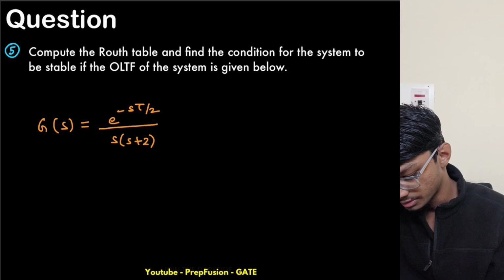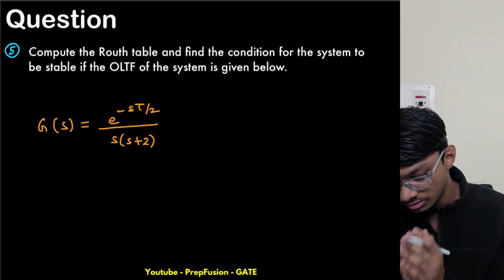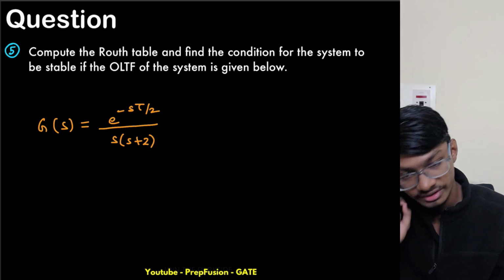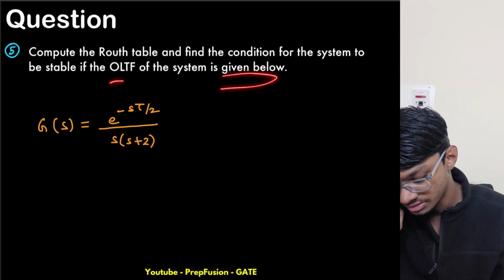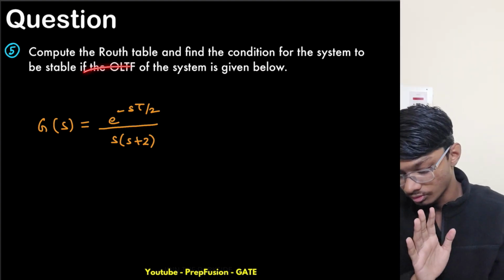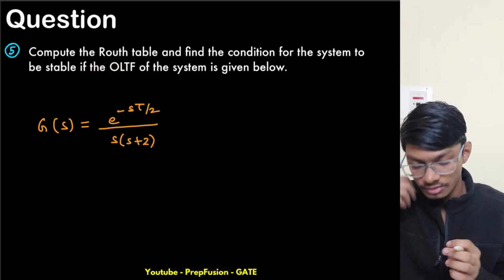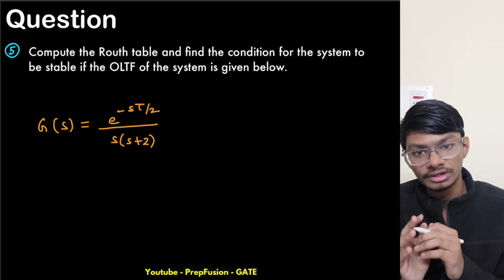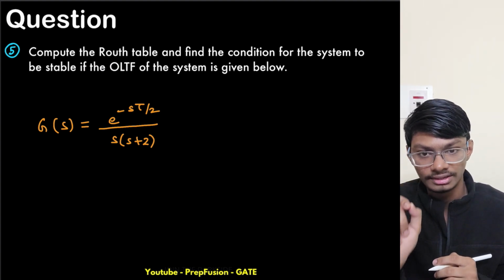So this is the first question. We have to compute the Routh table and find the condition for the system to be stable if the OLT of the system is given below. So OLT has been given, and we have to find the condition for the system to be stable. What we can do, obviously, is find the CLT from the OLT and then compare the characteristic equation.